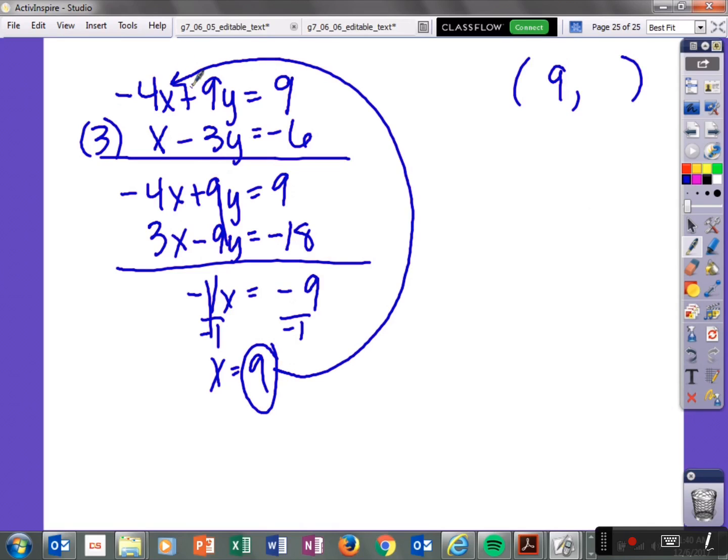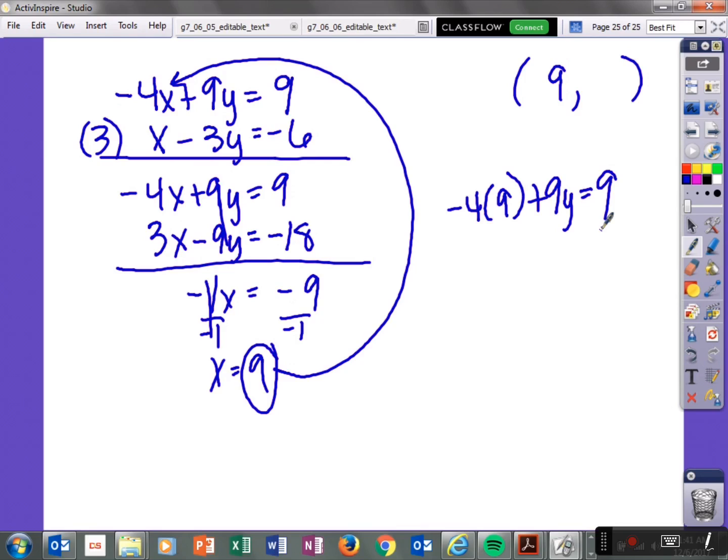Now, some people may argue that they'd rather plug into the bottom equation this time, because there's fewer numbers down there. I would agree with that. But again, it doesn't matter. You're going to get the same answer regardless. I just always have a habit of plugging into the top because it's easier to get my arrow up there.